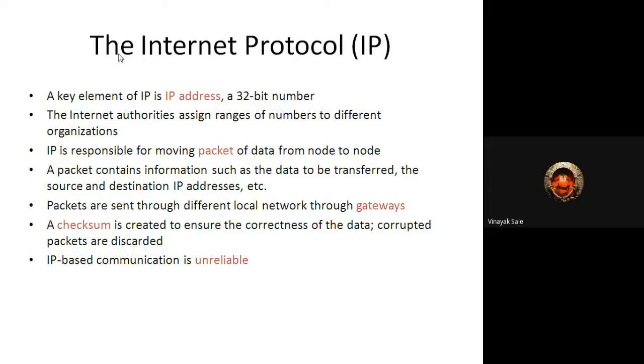Packets are sent through different local networks through gateways. A checksum is created to ensure the correctness of data. Corrupted packets are discarded. IP-based communication is unreliable.